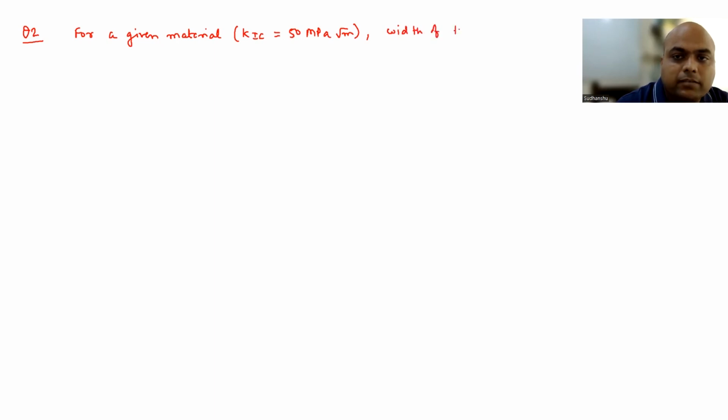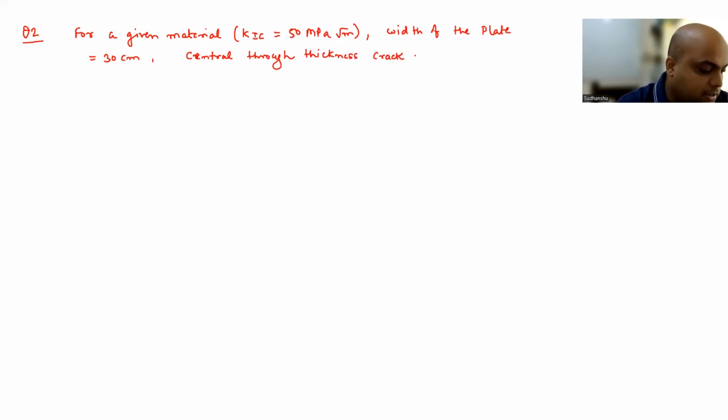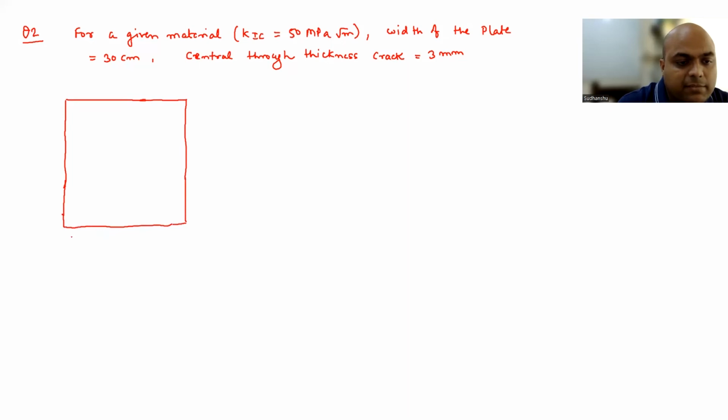Width of the plate is 30 centimeter. Central crack, or through thickness crack, is 3 millimeter. So we have a plate of width 30 centimeter. K1C is given, 50 MPa root meter. And you have a very small crack here, 3 millimeter. Again, not up to the scale, but you can understand.